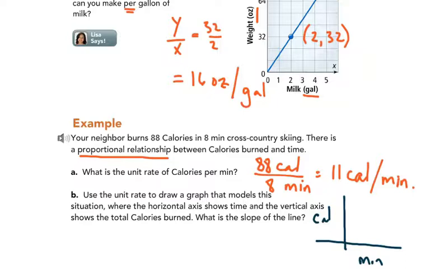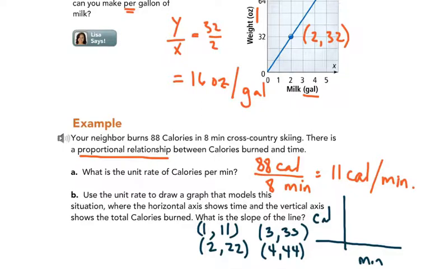And then I need to put some numbers on here. Now the numbers, if I use the fact that she burns 11 calories per minute, then that means after 1 minute you're going to burn 11 calories, so (1, 11) is on the graph. After 2 minutes you burn 22 calories. After 3 minutes you burn 33 calories. After 4 minutes you burn 44 calories, and that relationship continues.